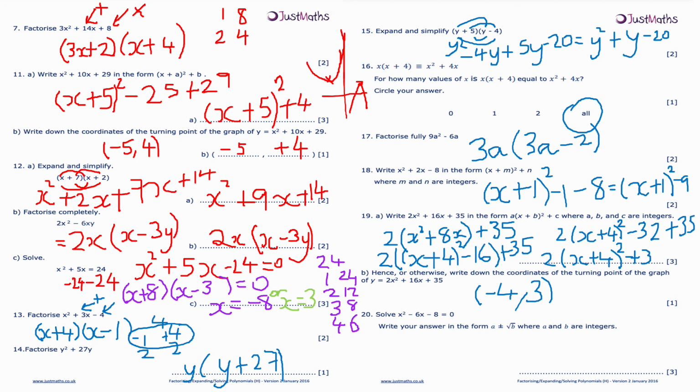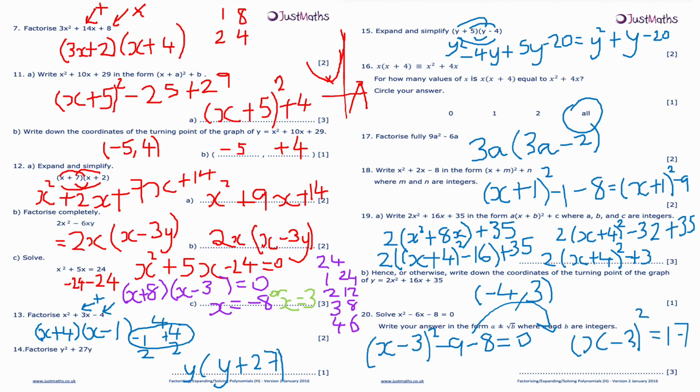This is question number 20, so it's the last question for today's video, guys. Solve this quadratic equation. Write your answer in the form a plus minus square root of b, where a and b are integers. So solving x squared minus 6x minus 8 equals 0. I'm going to complete the square actually to make it a bit easier. So x minus 3 all squared minus 9 minus 8 is equal to 0. Rearranging, getting this onto the right hand side, I'm going to have x minus 3 all squared is equal to 17.